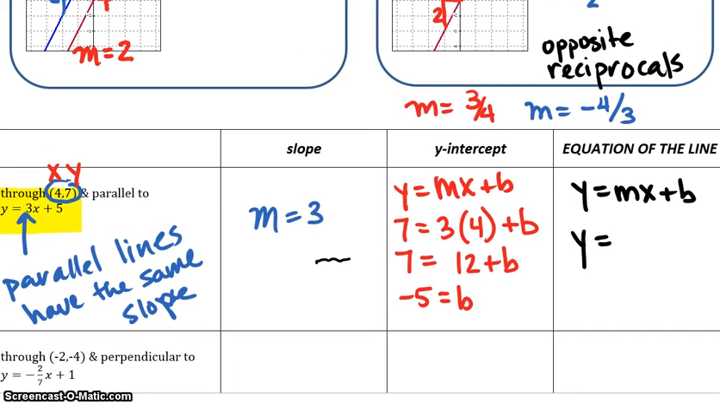Okay. So our slope again is 3, and our y-intercept is negative 5. Now notice when you write the equation of the line, you still have an x and you still have a y in your equation.